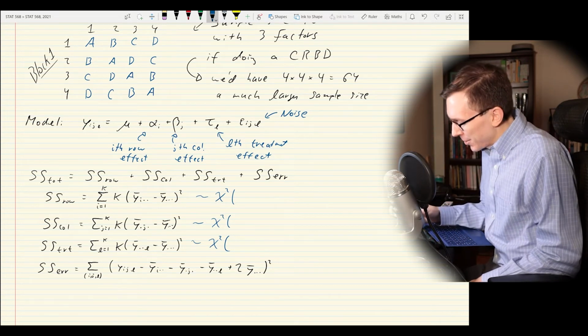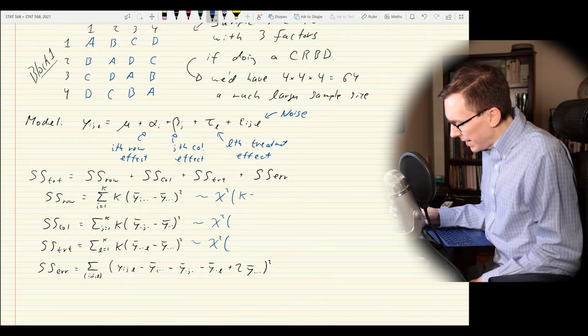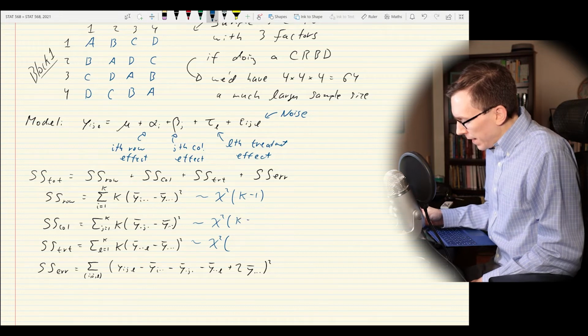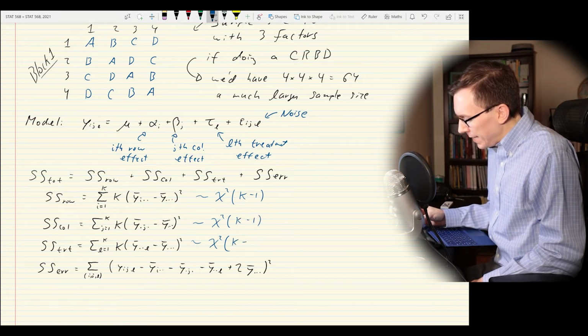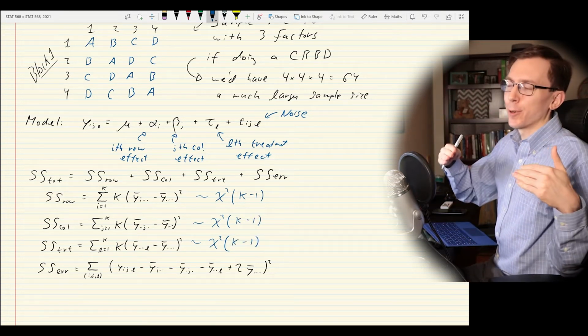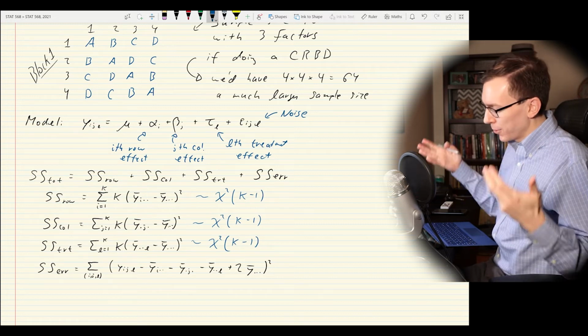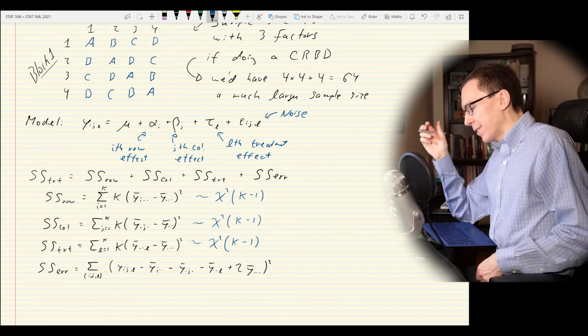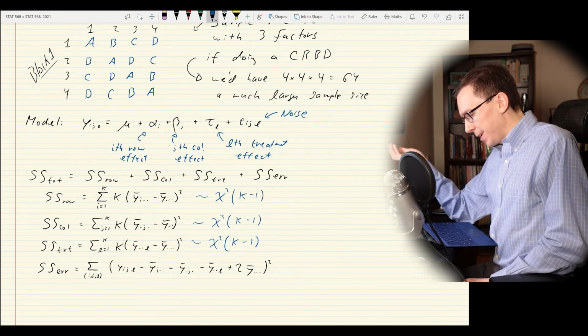are all going to have degrees of freedom k minus 1, which kind of makes sense because it's saying I have k category means, and I have one global mean that I'm subtracting from that. So I have k minus 1.